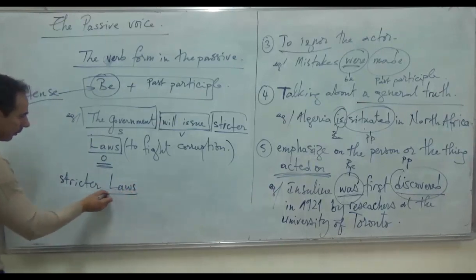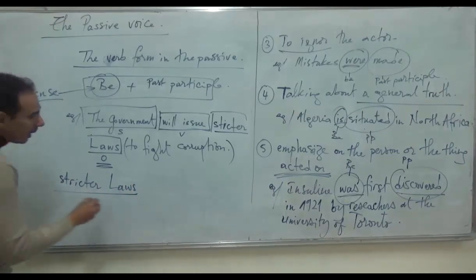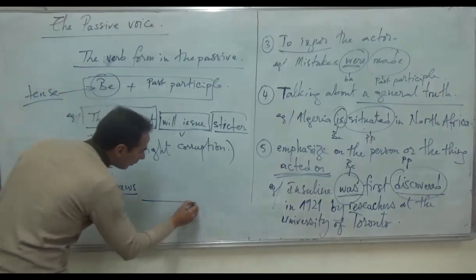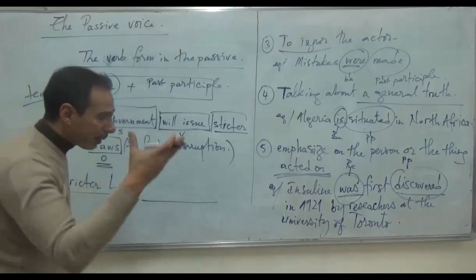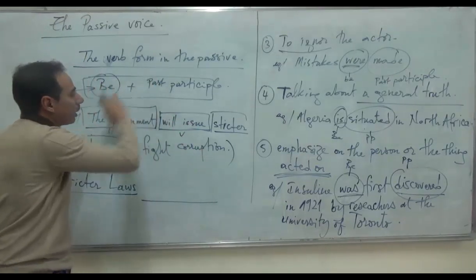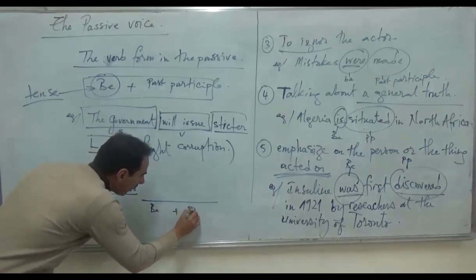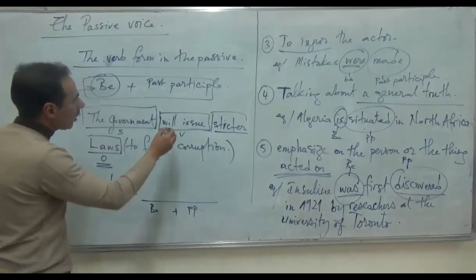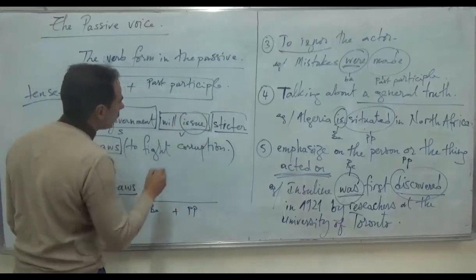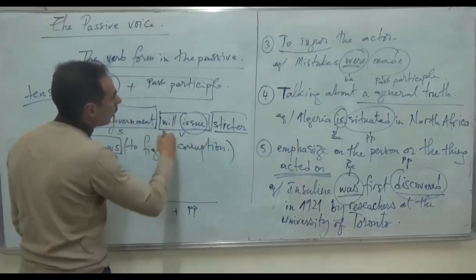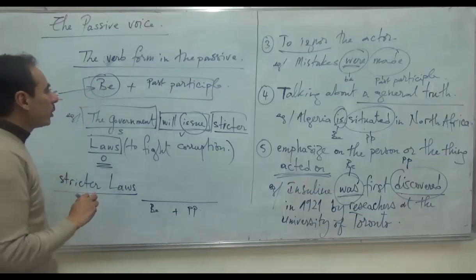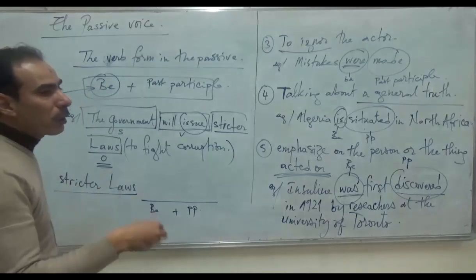becomes first. Then the verb. I know beforehand that the form of the verb in the passive voice is be plus past participle. My verb here is the verb to issue. It is used with will because it is in the future form, or the will future.